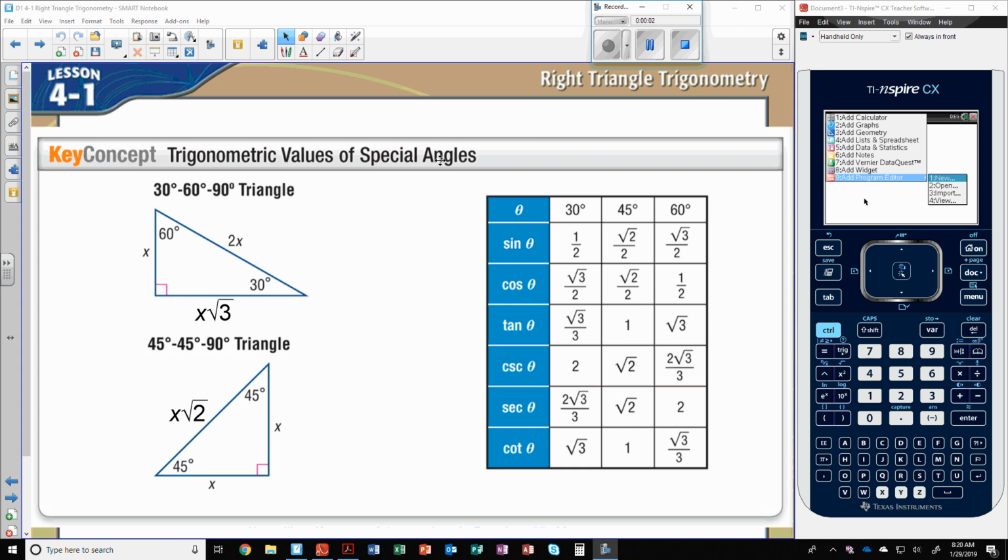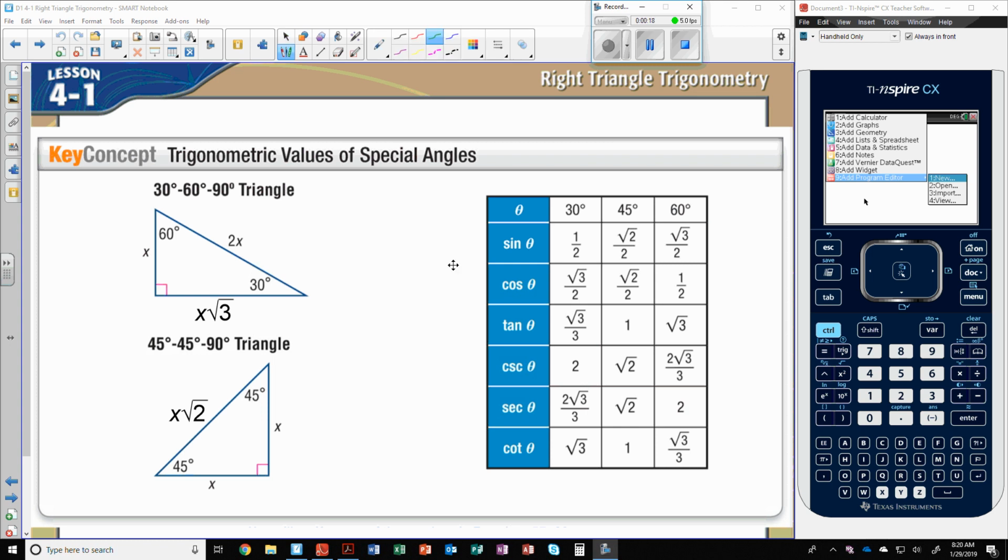Now let's look at some special right triangles. From geometry, we've looked at a lot of what we call 30-60-90s, and it's referring to the angle measurements: 30 degrees, 60 degrees, 90, and also 45-45-90s. Now here's the relationship. These x's can refer to any number.